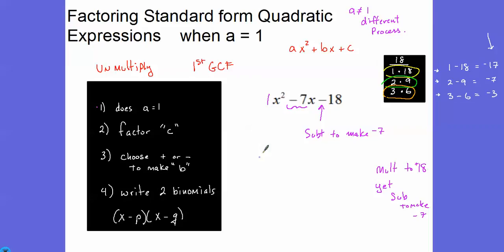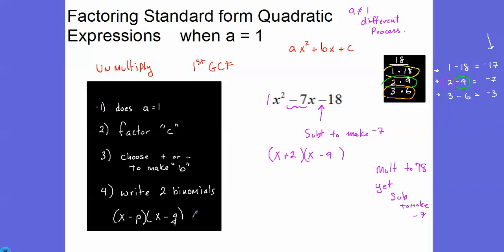So, step number 4 is going to be to write the binomials. X is always what sits in the front. Then, again, I'm using a positive 2, and I'm going to use a negative 9. So in the first binomial, I need to record a positive 2. And in the second binomial, I need to record a negative 9.